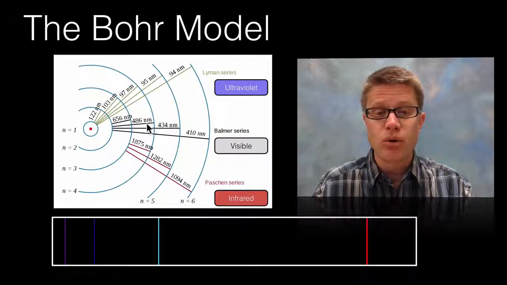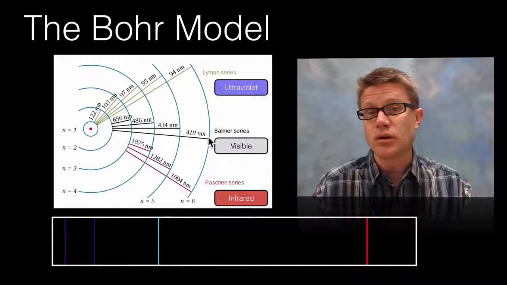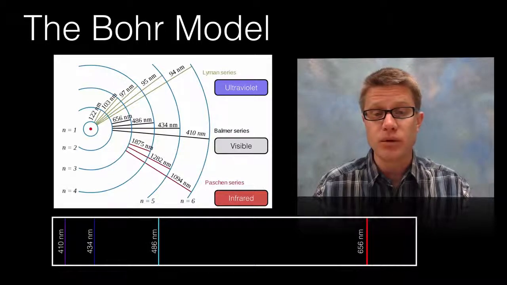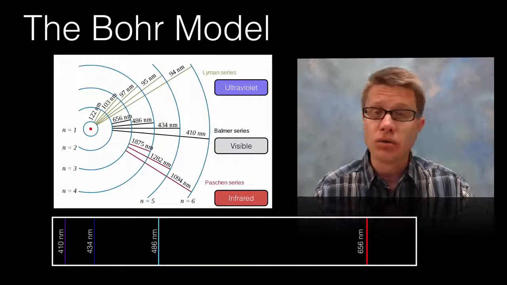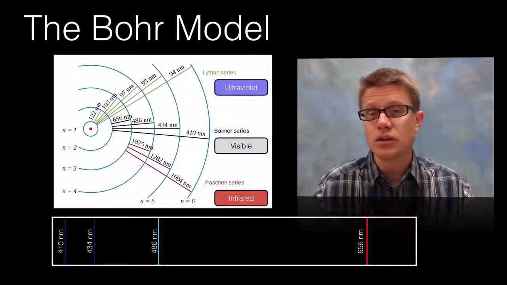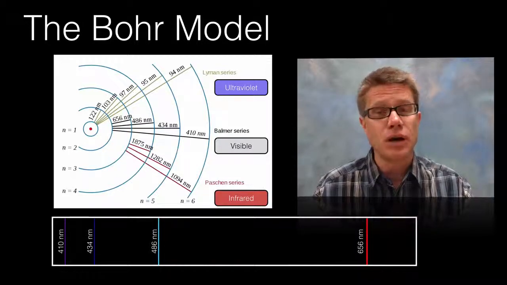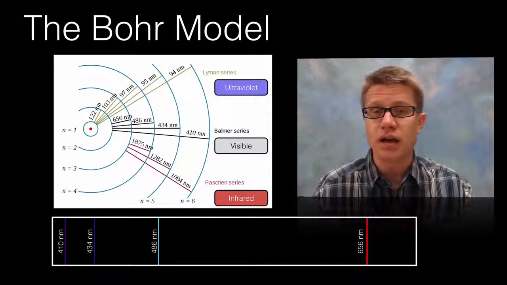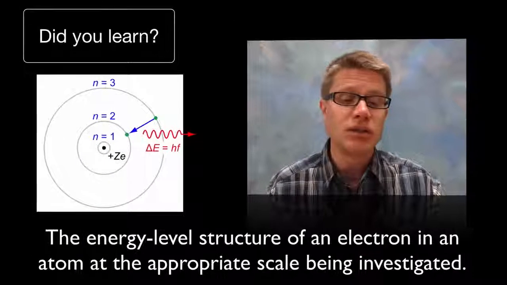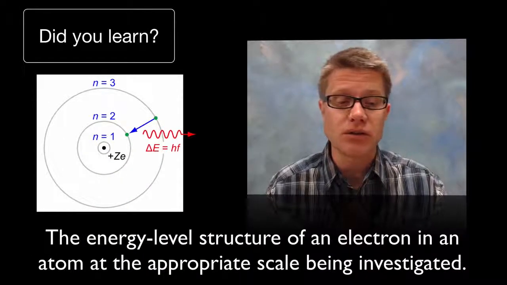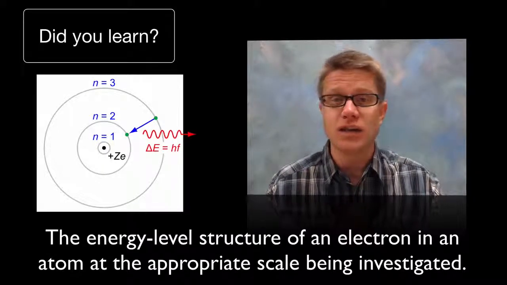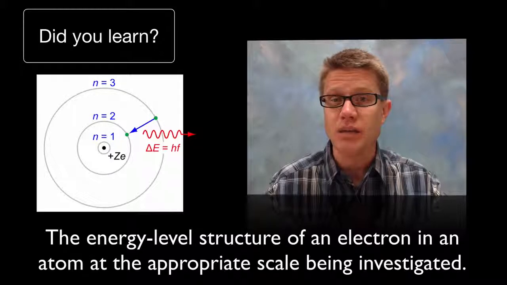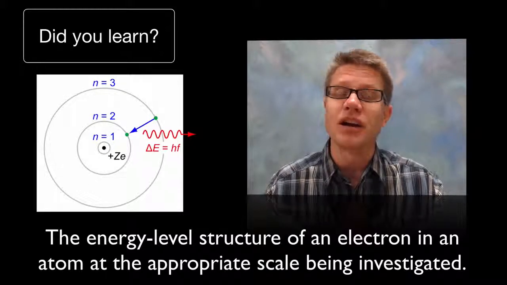And so the Bohr model predicted what these numbers were, and they fit perfectly with the numbers that we were seeing in the spectra. Again, this only works for hydrogen, so it's a good starter model to get you started on understanding how the atom is really put together. But did you learn the energy level structure of an electron in an atom at the appropriate scale being investigated? In this case, it's at these energy levels in the hydrogen atom. I hope so. That's the Bohr model, and I hope that was helpful.